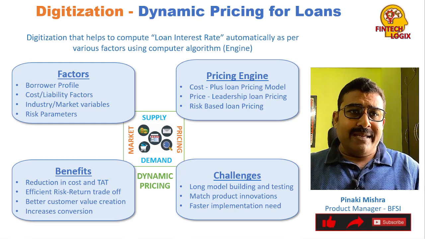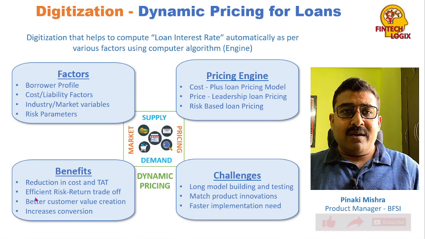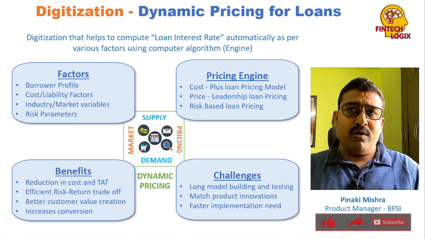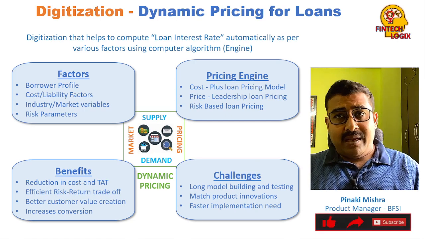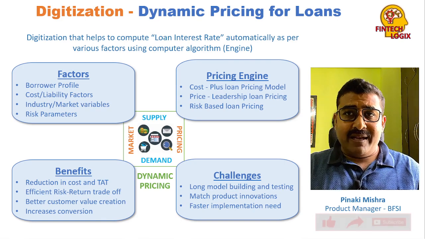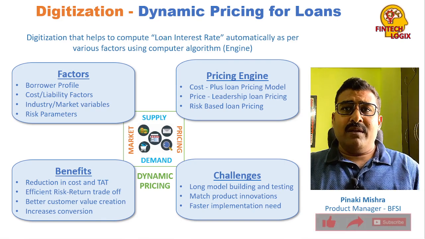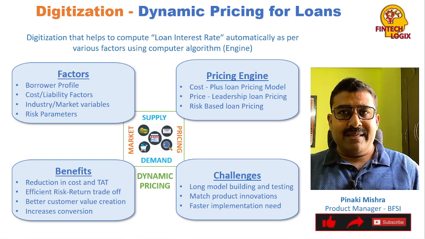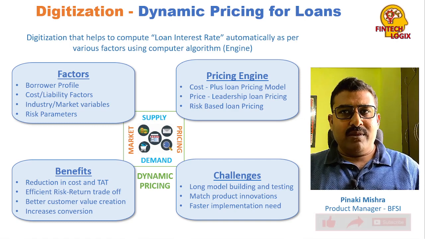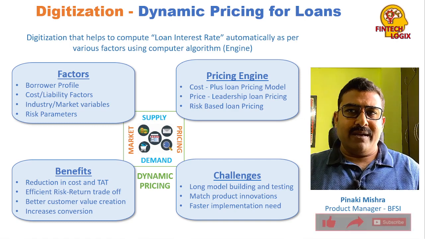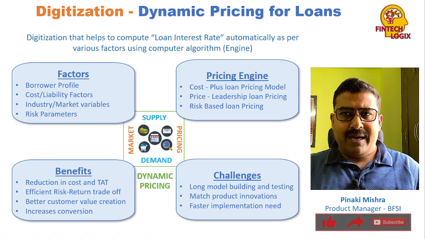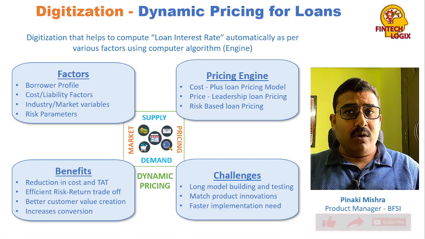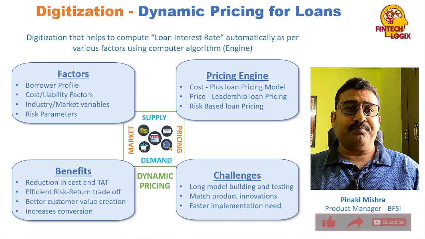The third one is better customer value creation. So if a certain customer is much more creditworthy than another customer of similar financial, let's say, background, then we are actually offering a lower interest rate, and this brings a lot of value for the borrowers, that okay, they are not getting cheated by the lenders, and they are being underwritten in an appropriate manner to offer them a good interest rate or good pricing.